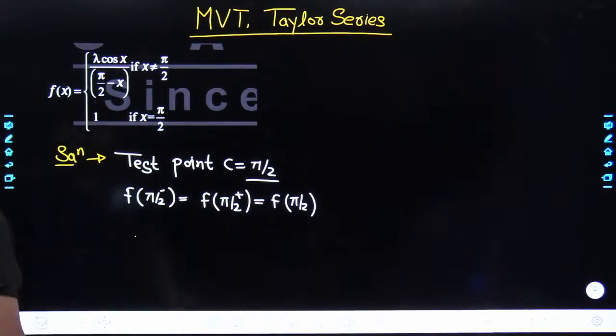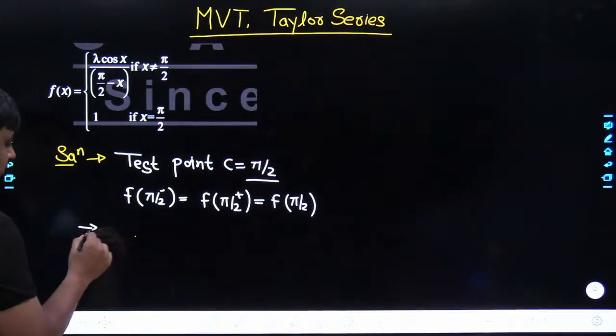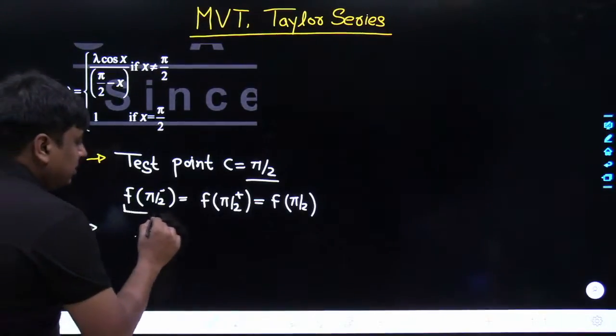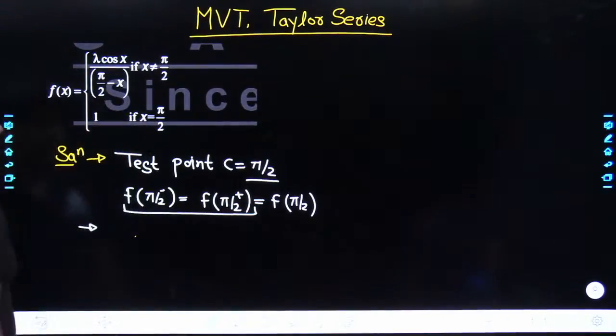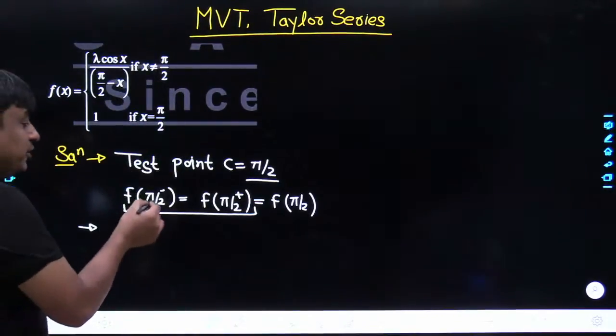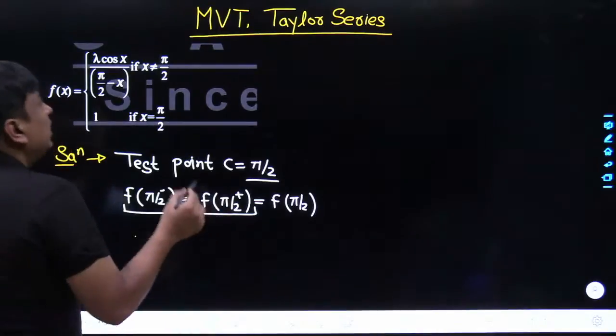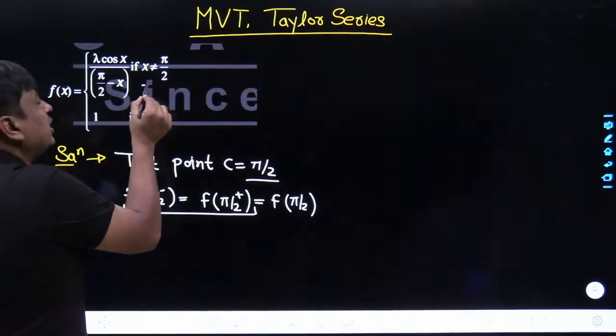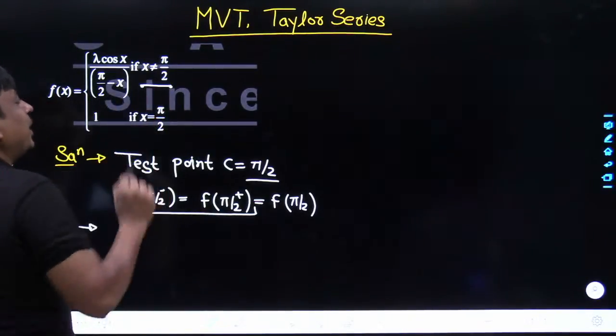Is that part clear? So now what is happening over there? May I know which function you will be using for the calculation of the function at pi by 2 minus and the function at pi by 2 plus? Obviously the function which is defined in this region. You can see very well this function is not defined at pi by 2, but is defined everywhere else over the x-axis.